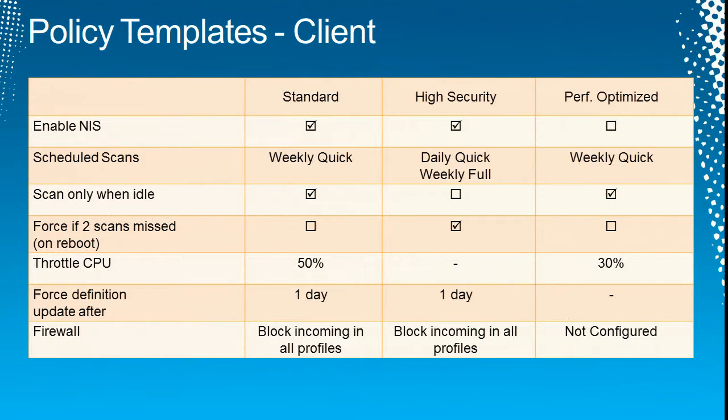So we have three main templates for clients that you can choose from. We have a standard, a high security, and a performance optimized template. They pre-configure some settings for network inspection system, scheduled scans, how many scans are missed, throttling CPU, definition updates, and what we want to do with the firewall.